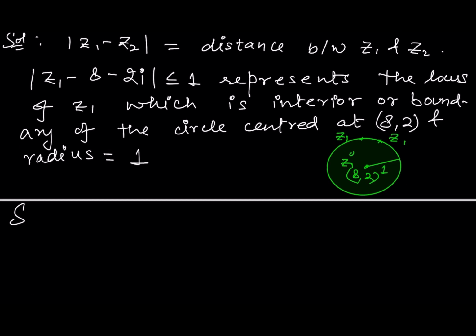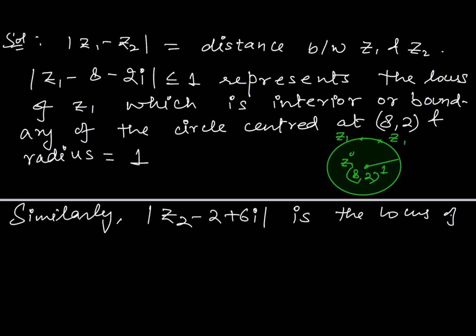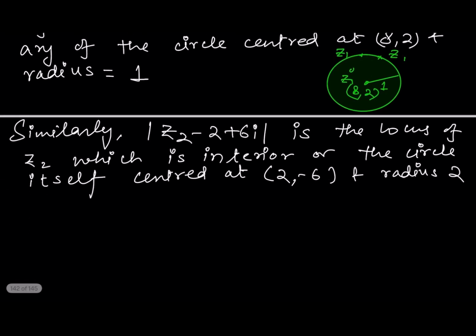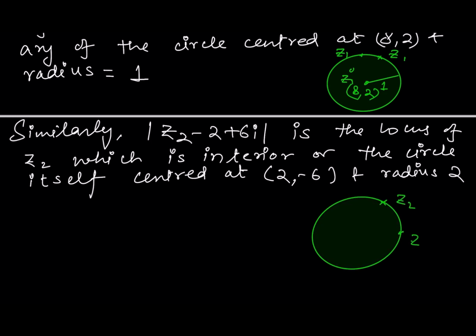Now, similarly, mod of Z2 minus 2 plus 6 iota gives the locus of Z2, which is again a circle or the interior of the circle, or the circle itself, centered at (2, minus 6) and radius 2, right? So Z2 can move on the circle or inside the circle, having radius 2 and center (2, minus 6), right?